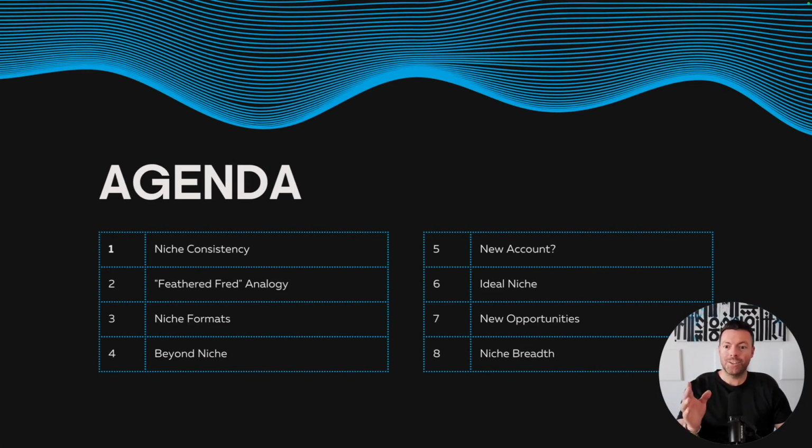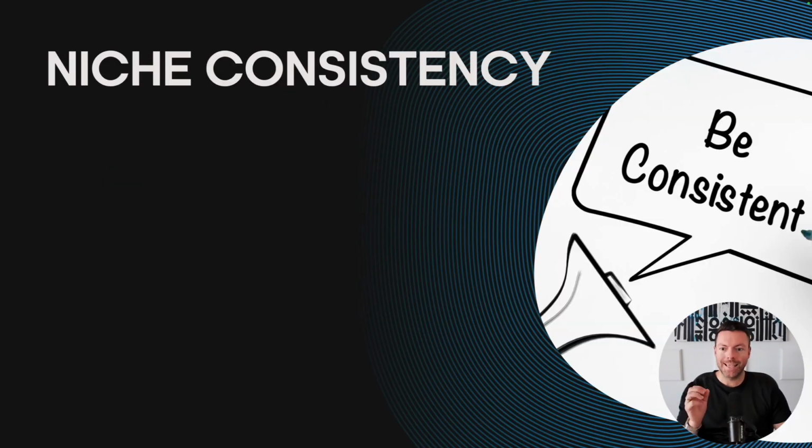All right, in this video, we're going to be talking about the selection, specifically your niche selection. So we're going to be talking about niche consistency, the feathered thread analogy, niche formats, beyond your niche, new account, ideal niche, new opportunities, and niche breadth. All right, let's get into this.